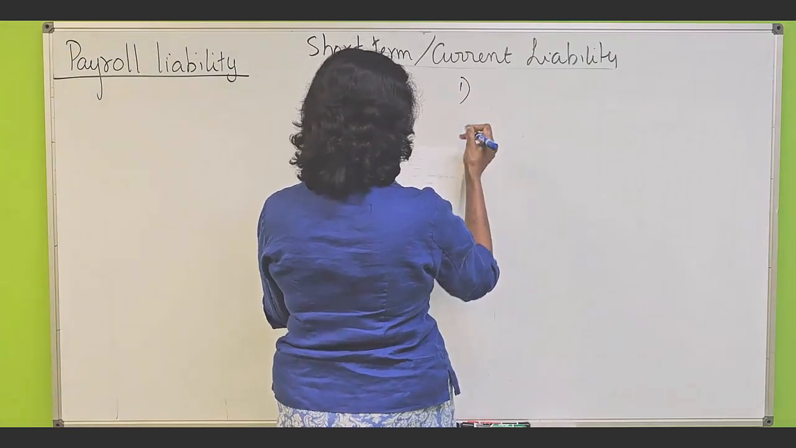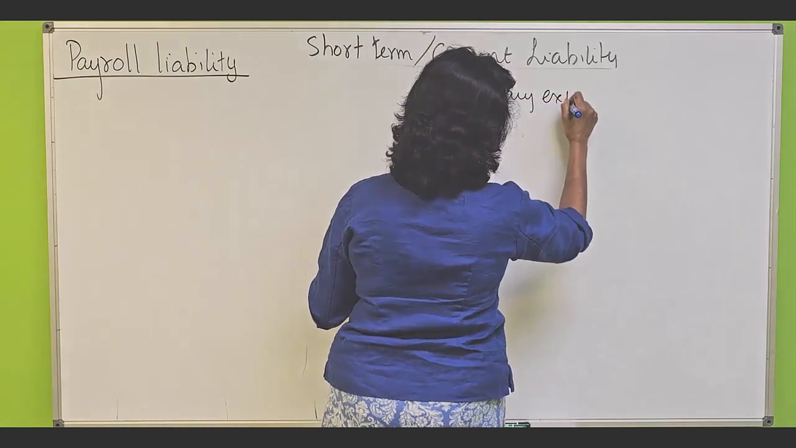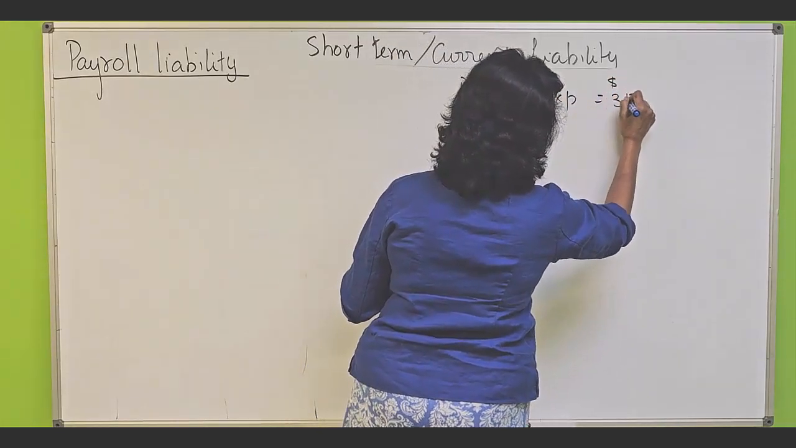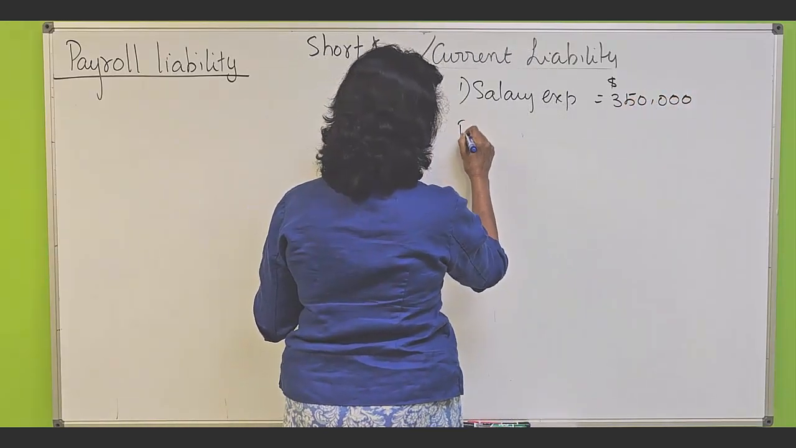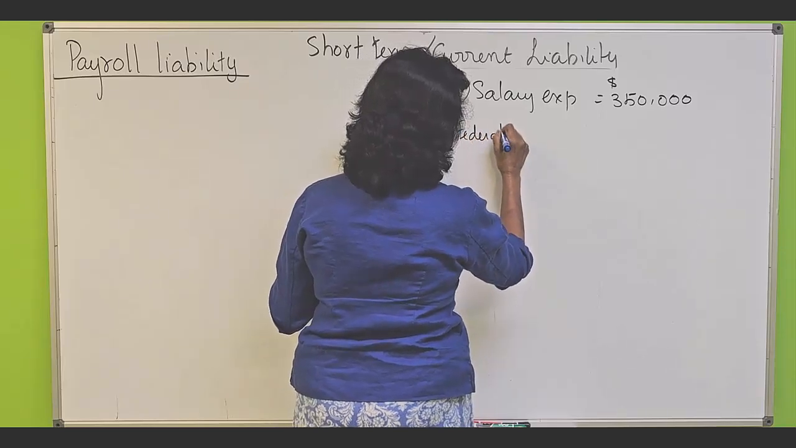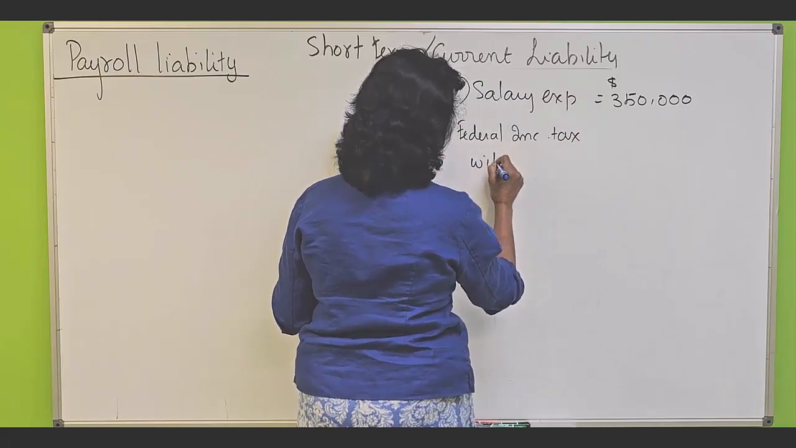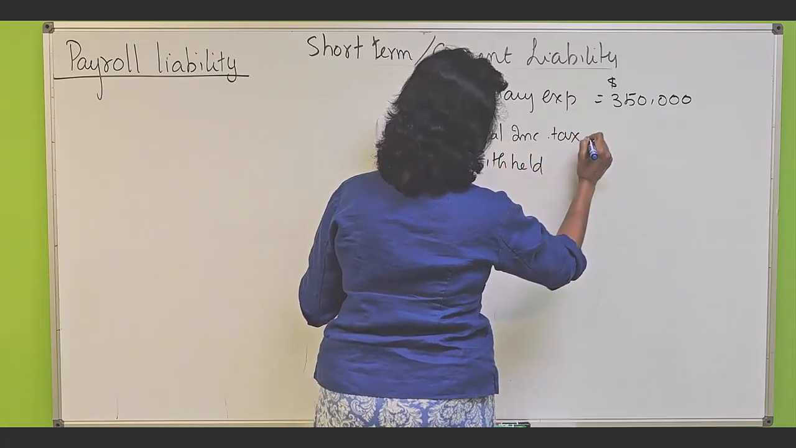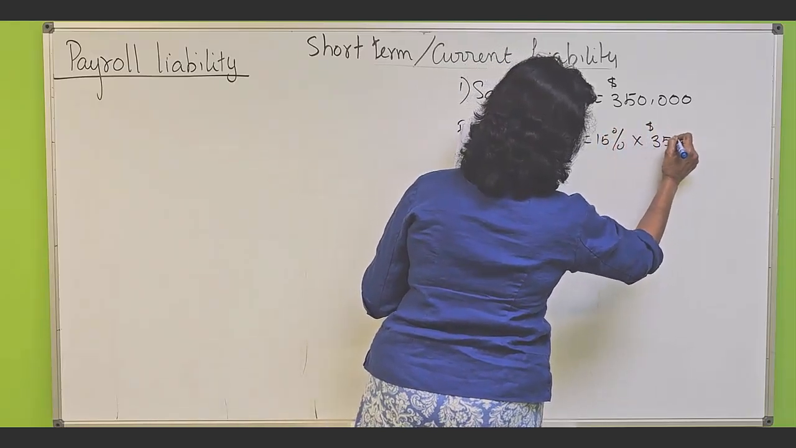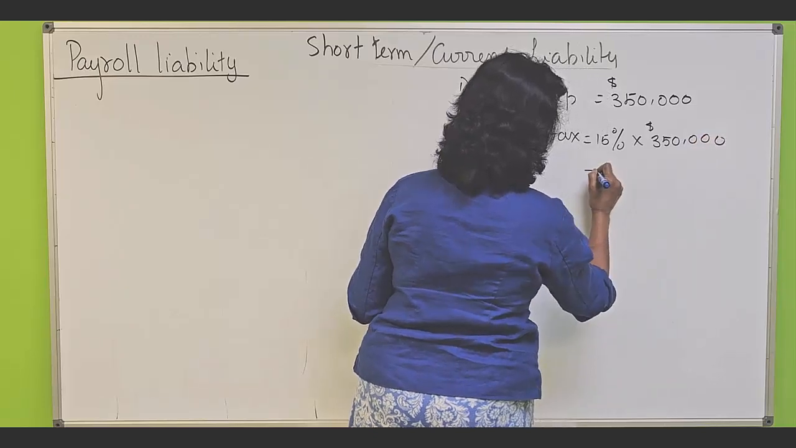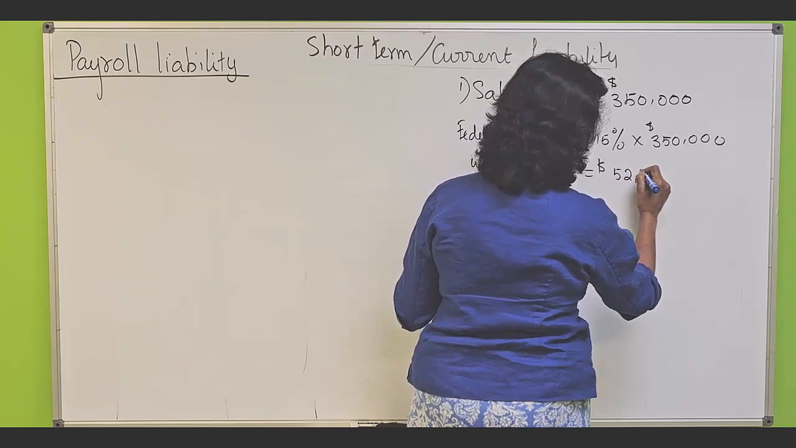so for January, the total salary expense equals $350,000. So here, the federal income tax withheld, it says 15%. So 15% of this $350,000. So the company is going to withhold $52,500.